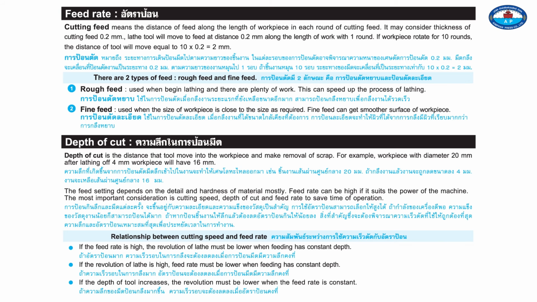Relationship between cutting speed and feed rate. If the feed rate is high, the revolution of the lathe must be lower when feeding has constant depth. If the revolution of the lathe is high, the feed rate must be lower when feeding has constant depth. If the depth of the tool increases, the revolution must be lower when the feed rate is constant.